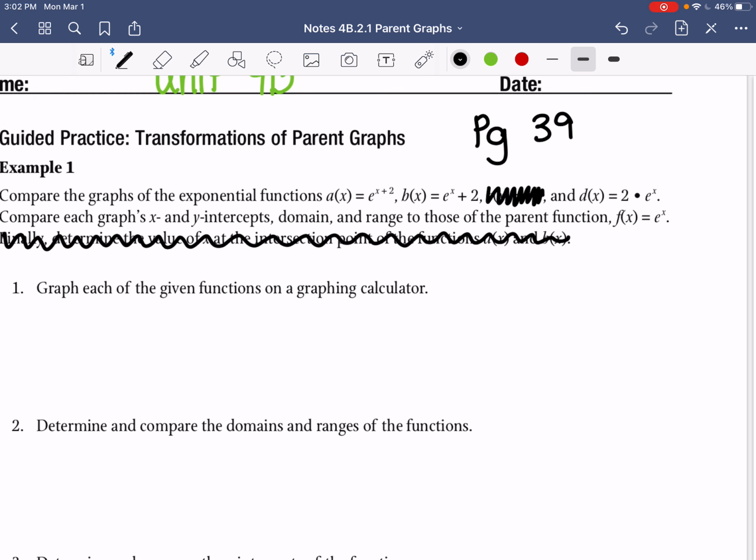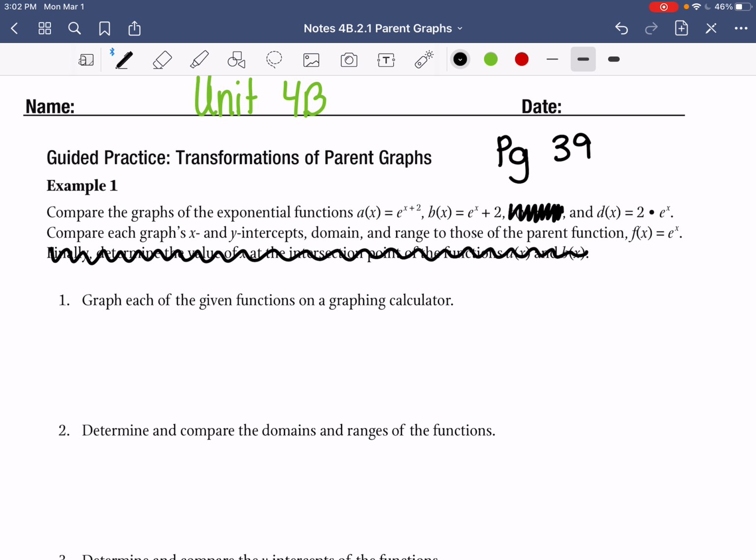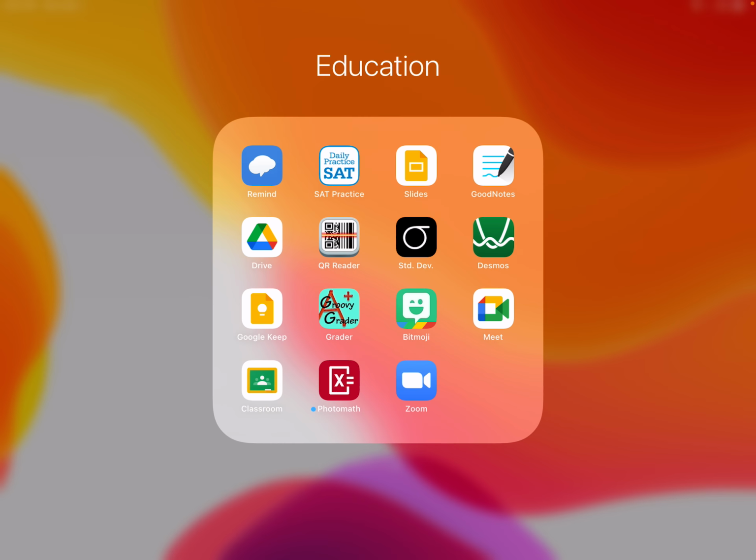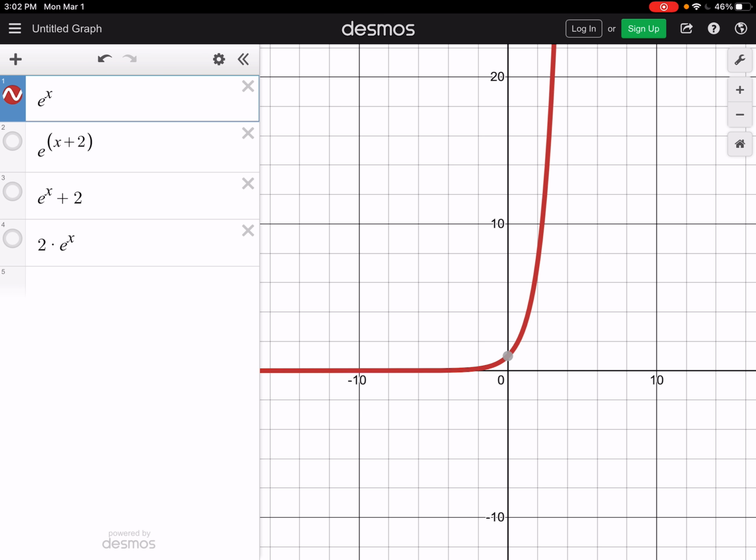All right, so the first thing it says is to graph each of the functions on a graphing calculator. So notice this one basically has an h of 2, this one has a k of 2, and this one has an a of 2. So we're just going to look at what those different things do to your graph, okay? So here is the normal e of x, e to the power of x. That's what the graph looks like.